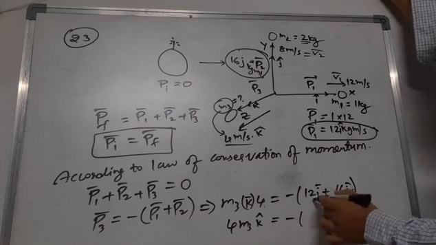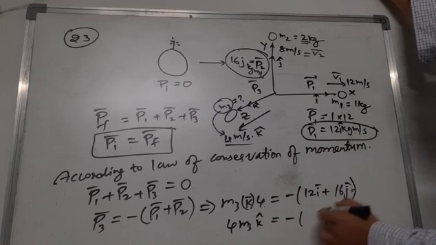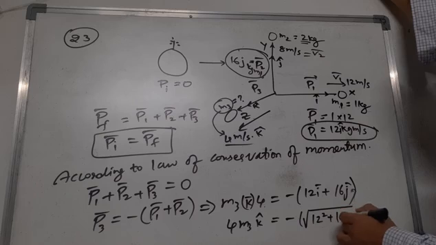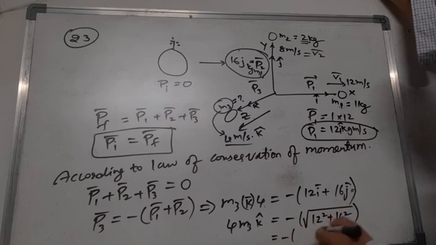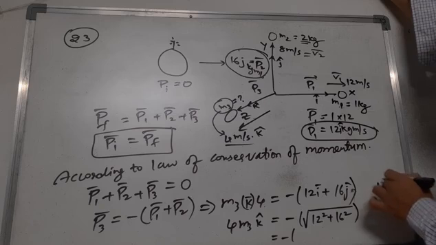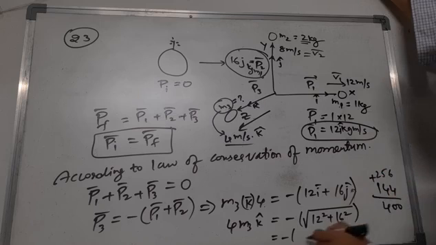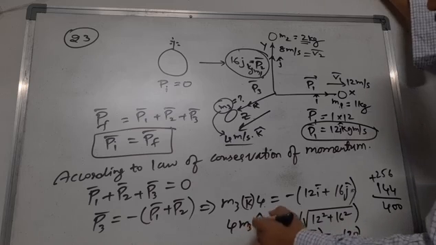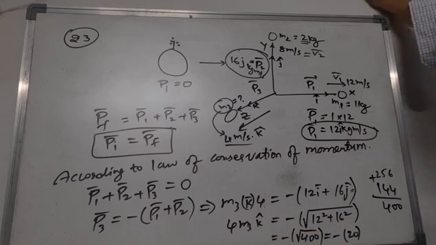minus of, you are adding two vectors. Whenever you are adding two vectors, you have to add their magnitudes. So under root of 12 square plus 16 square, you have to add. So this must be equal to minus of 12 square is 144, 16 square is 144 plus 256. You will get 400. So you will get square root of 400. Okay, this is equal to minus of 400 square root is 20. Okay, so we want mass.